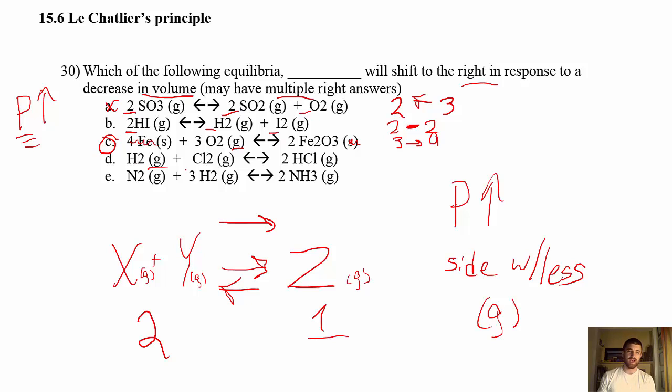I've got H2 gas, Cl2 gas, so 2 moles of gas versus 2 moles of gas. So no effect there. And then I've got 1 N2 and 3 H2, so that's a total of 4 gases on the reactants and 2 on the product. So if I were to increase the pressure, it would favor the right side, the one with less gas. So yeah, C and D.